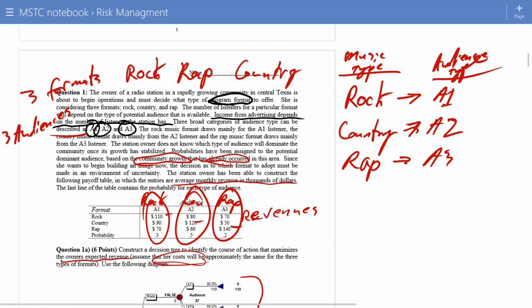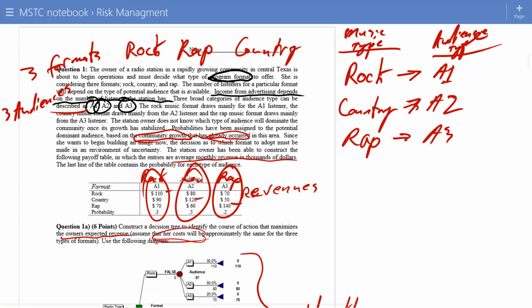It's called Dallas 2006, or it's called 2006. Correct. And we just went through the prompt. There's a radio owner who has 3 different types of music they can play, and they have 3 different audience types. And if you look in this chart right here, you've got rock, country, and rap, which are your 3 primaries. And you've got different audiences.